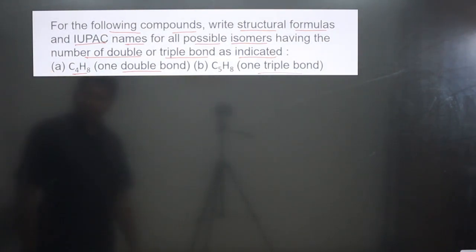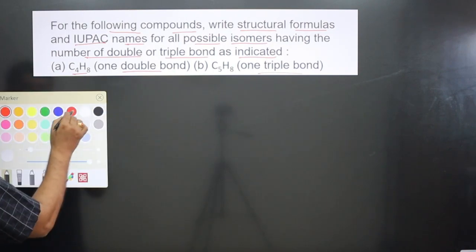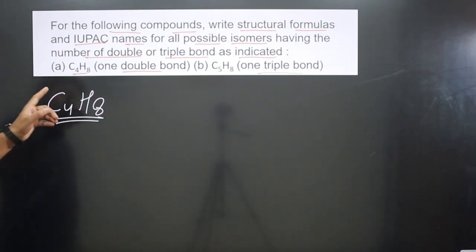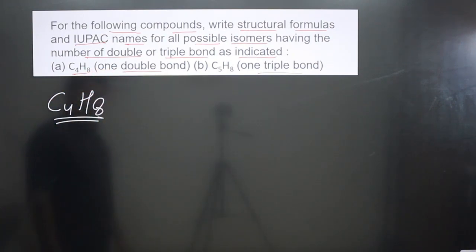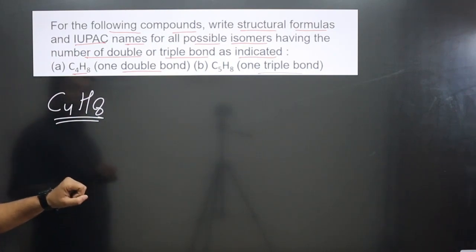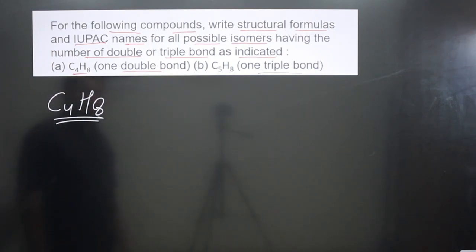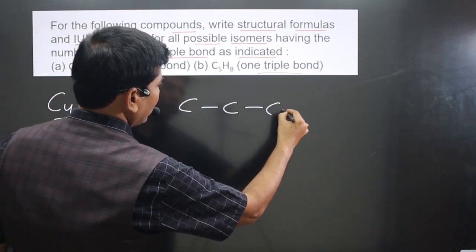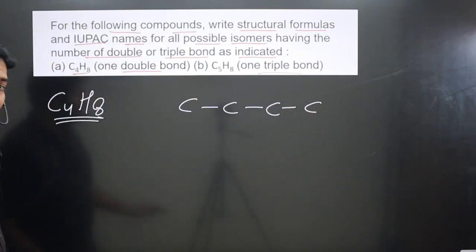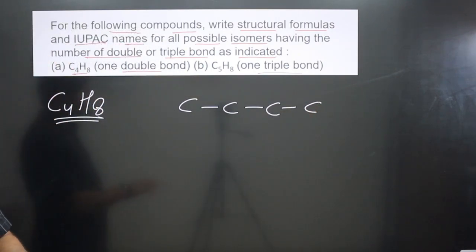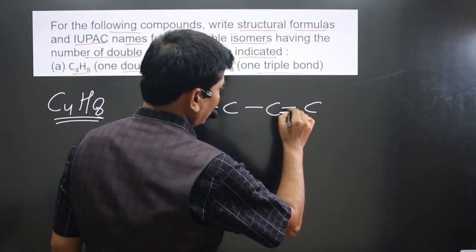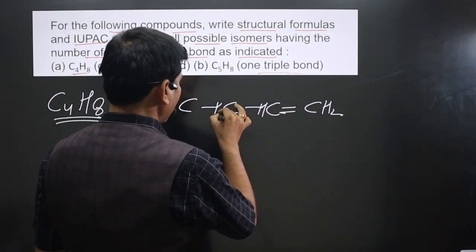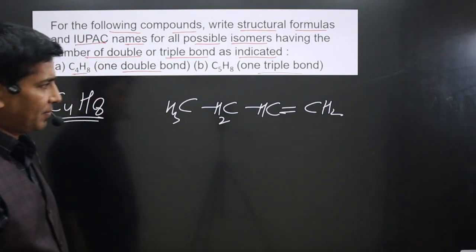First one we have C4H8. It says it has one double bond, which means it is an alkene. So first we have four carbons, 1, 2, 3 and 4. We attach one double bond, let's say here. Now satisfy the valency of carbon: CH2, CH, CH2 and CH3. The compound is ready.